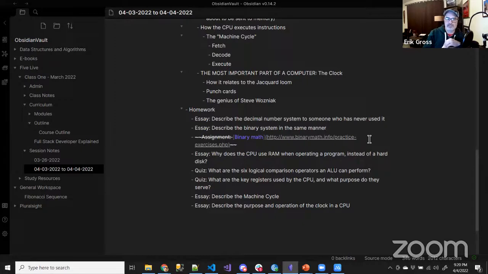Then there's just a quiz on the logical comparison operators, and describe what the key registers are that the CPU uses and what purpose they serve. Finally, describe the machine cycle and the purpose and operation of the clock. Besides the very first essays, these other ones are honestly just a brief explanation that follows and shows me that you understand it. Any questions?